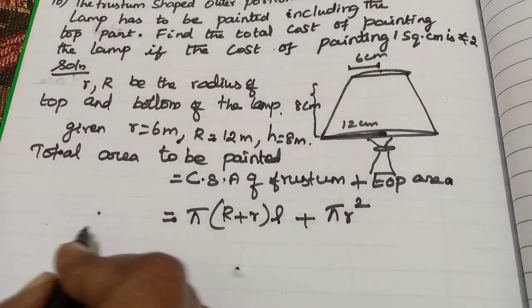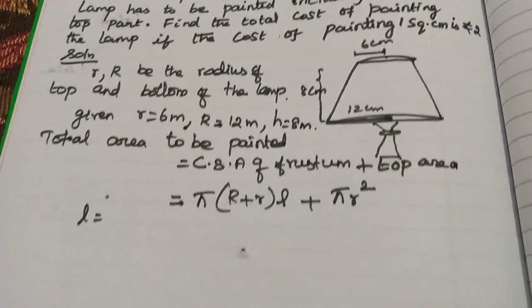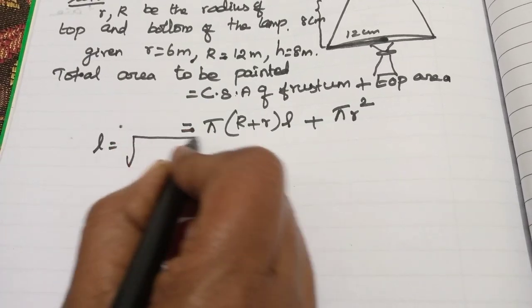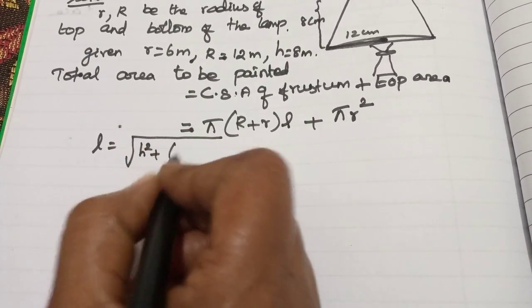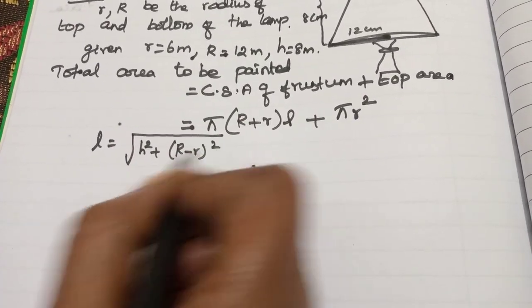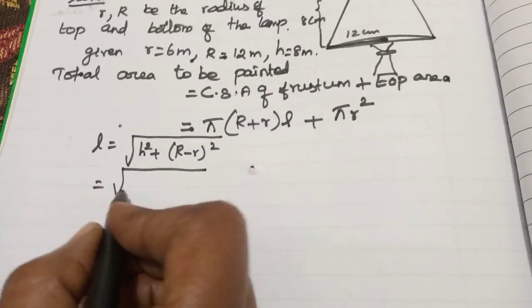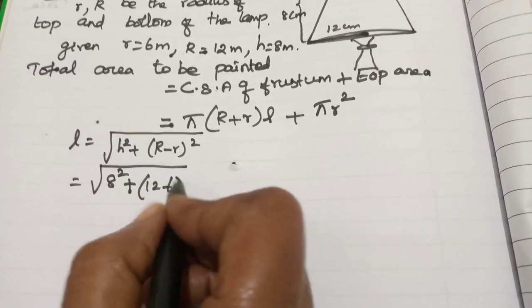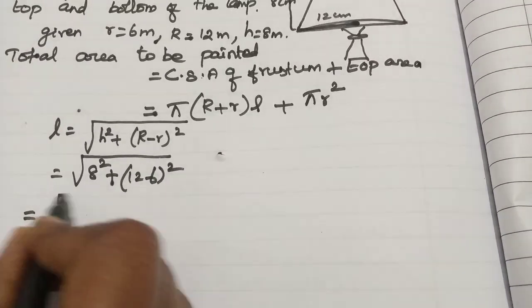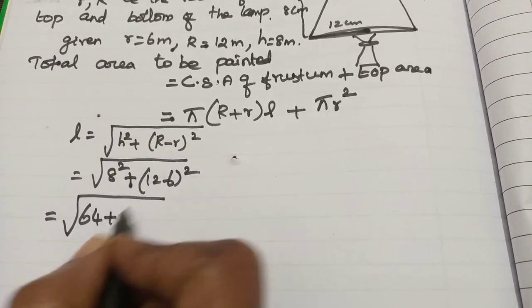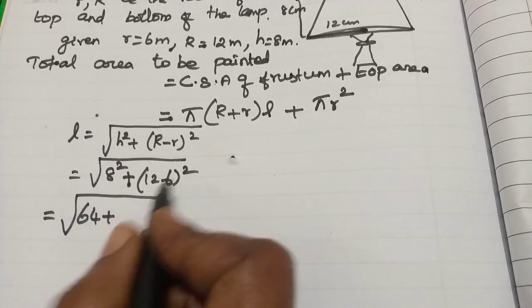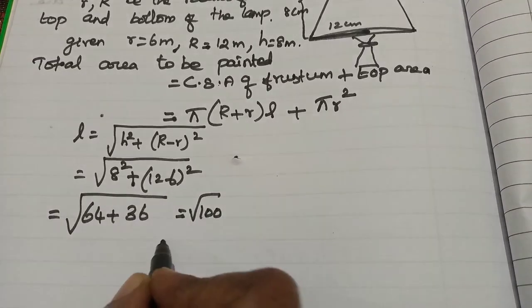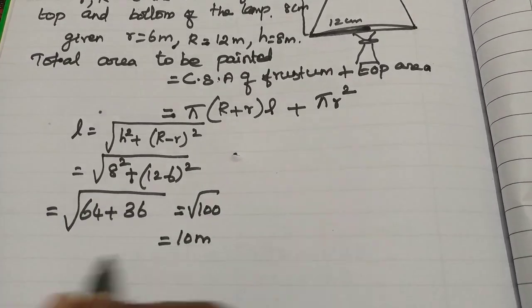First L need to find out. What is the L formula? L is equal to square root of height square plus R minus r the whole square, which is equal to square root of 8 square plus 12 minus 6 the whole square, which is equal to square root of 64 plus 6 square, 36, which is equal to square root of 100. What is the value of square root of 100? 10 meter.